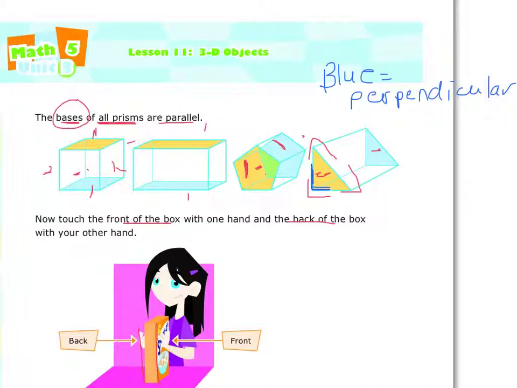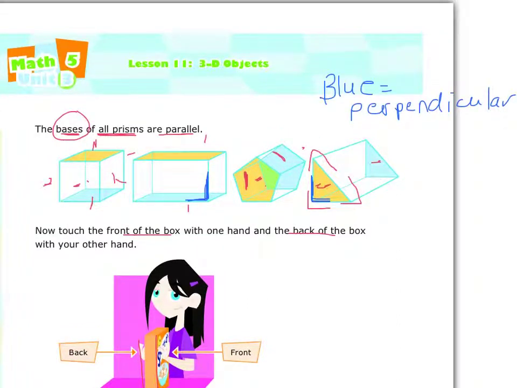Now I can't go on top of that with something else. I could say this is perpendicular. These faces are perpendicular. These faces are perpendicular. These faces are perpendicular. And by showing that, I've clearly indicated what is perpendicular.